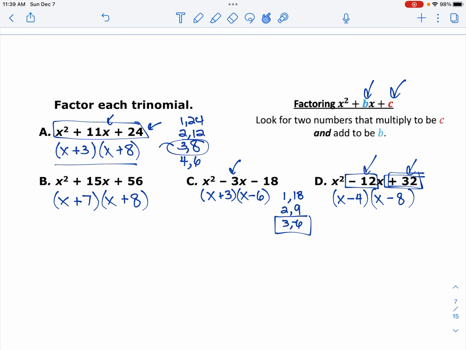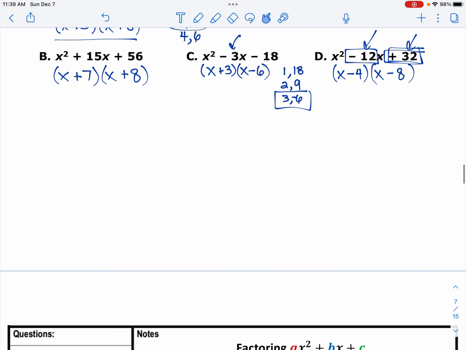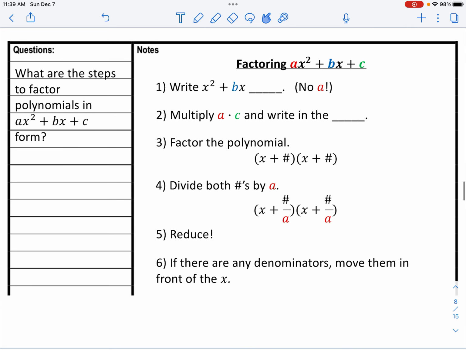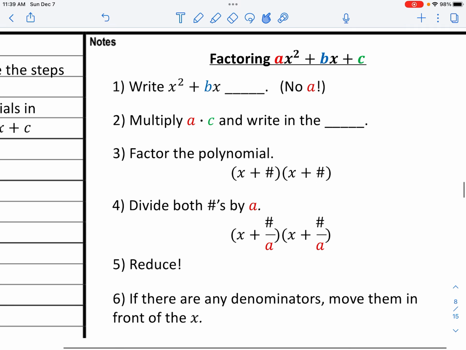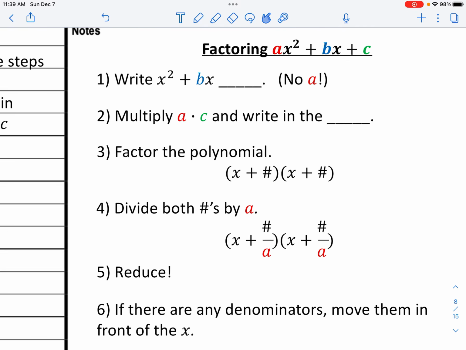Okay, that's factoring x squared plus bx plus c. So how do you factor when your leading coefficient is something other than 1, like a 4 or a 7 or whatever? So these are some steps. It's kind of a ninja trick to use, but I do like it. You'll see a variety of ways to do this. But I like this.